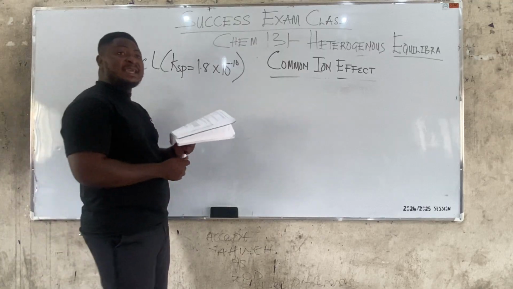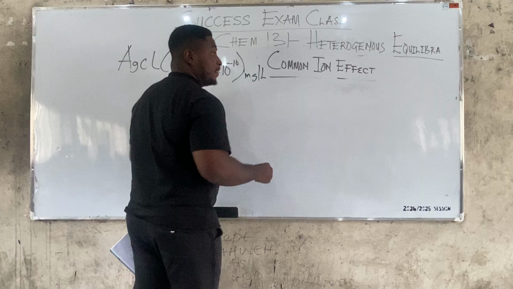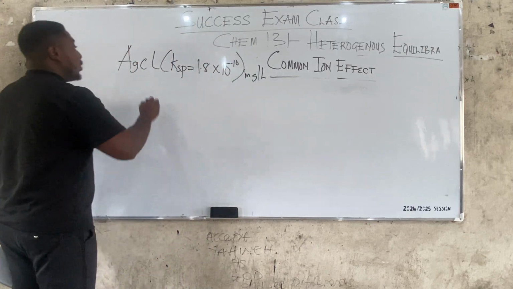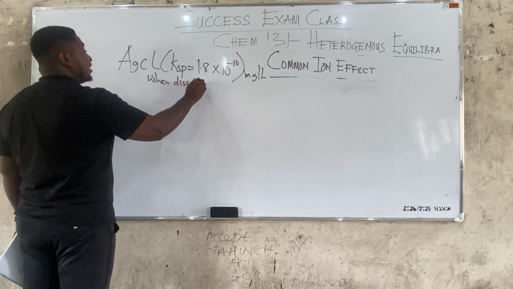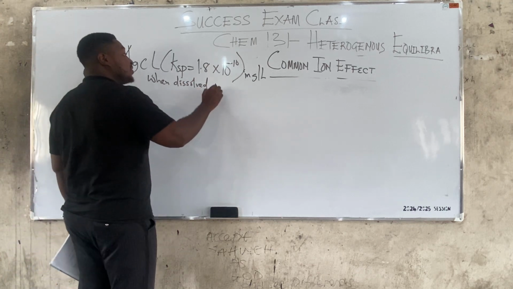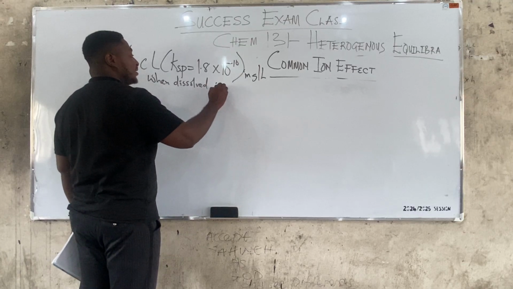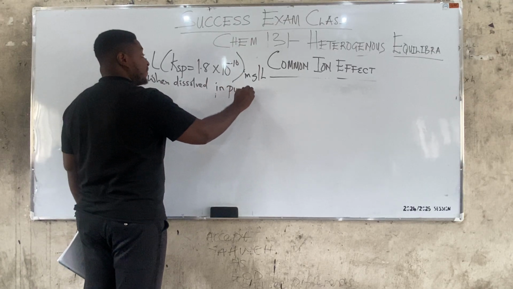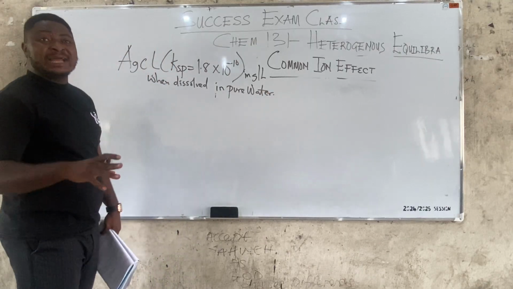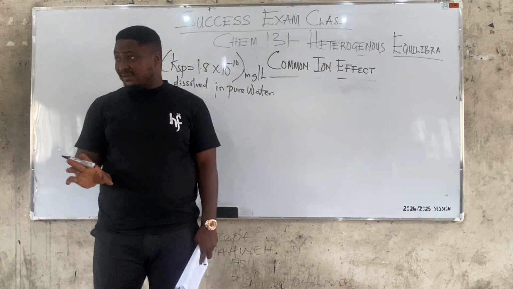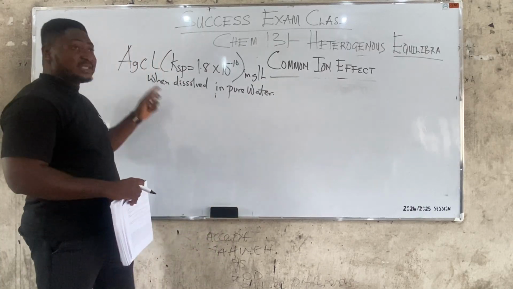Okay, they didn't just say in gram per liter, when dissolved in pure water. When dissolved in what? Right, this last part of the question, when dissolved in pure water, is very important. You know why it's important? By dissolving AgCl in pure water, we are sure that common ion effect cannot affect our calculations, because pure water, H2O, does not have any common ion with AgCl.